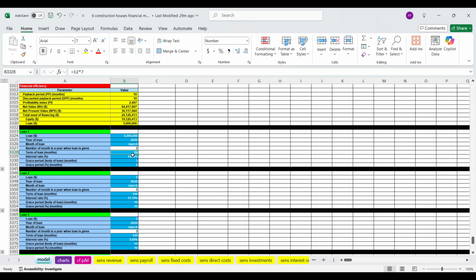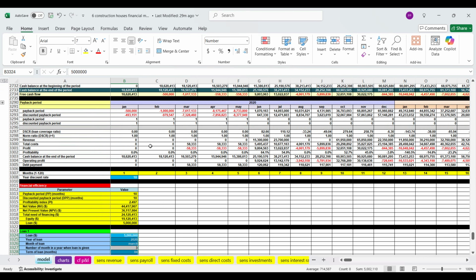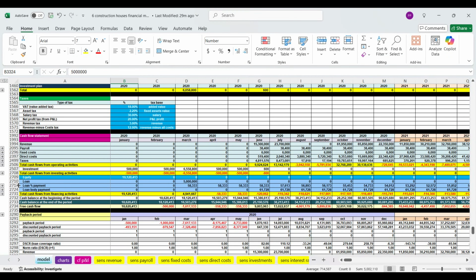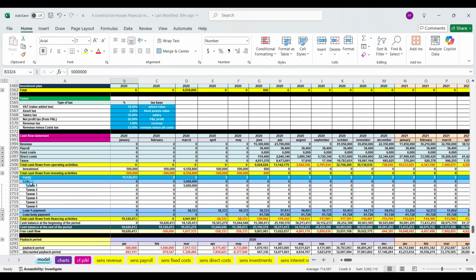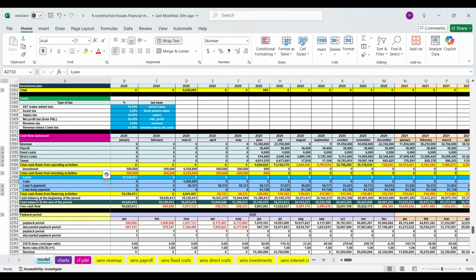Then we can specify the term of loan in months, interest rate. If you have any grace period for principal payments or for interest payments, in months, we can specify it here. So all these loans will be presented here. We can press the plus button and see all these loans here. The principal, the inflow, the outflow for the loans will be shown here.